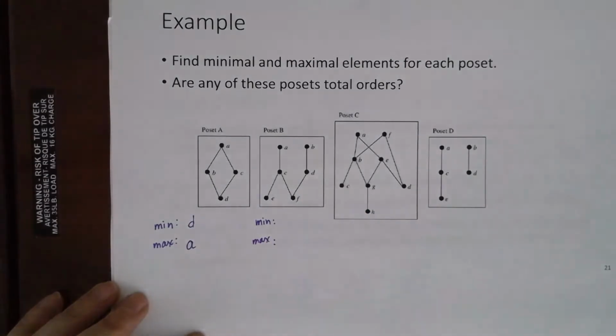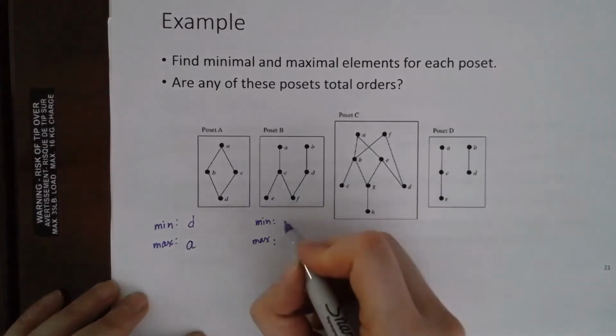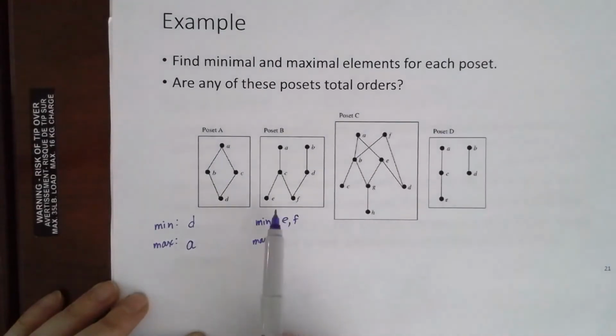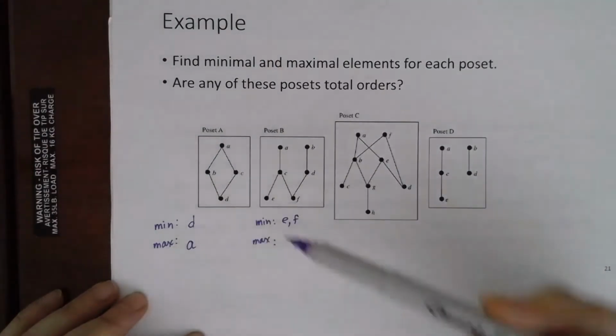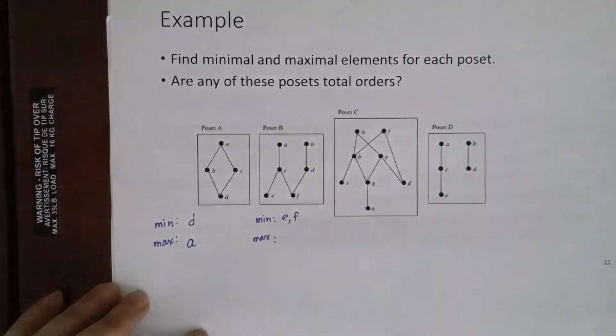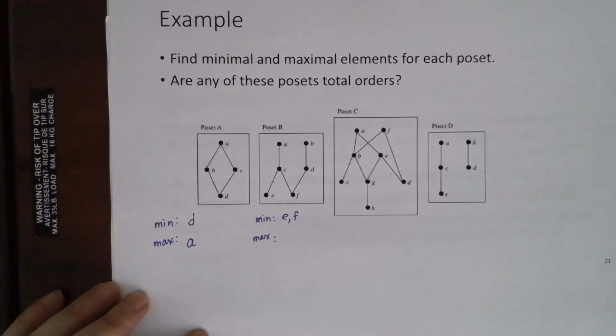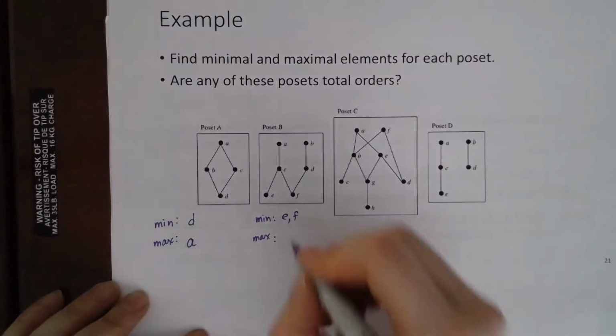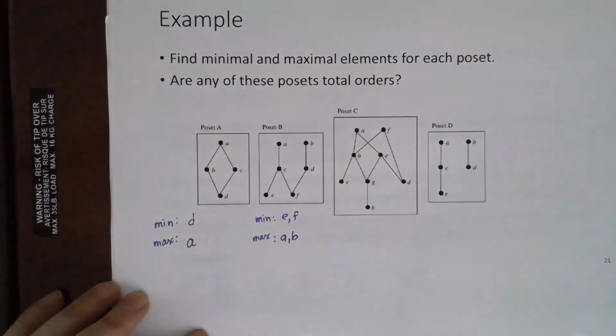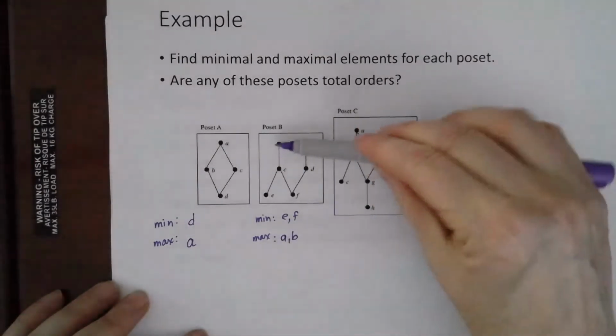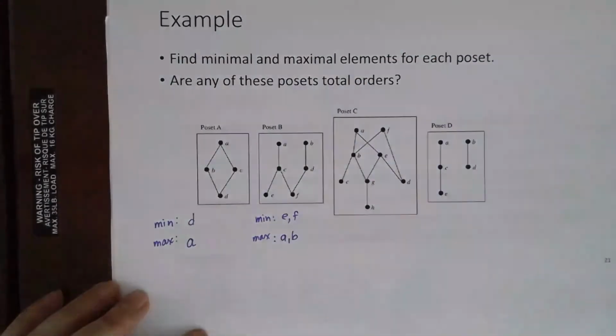Now if we go over here, how many minimal elements do we have in poset B? There's 2 of them, and they are E and F. These are both on the lowest level, and there's nothing below them, so these are both minimal. And then what are our maximal elements? A and B. For both A and B, there's nothing above them, so those are maximal.